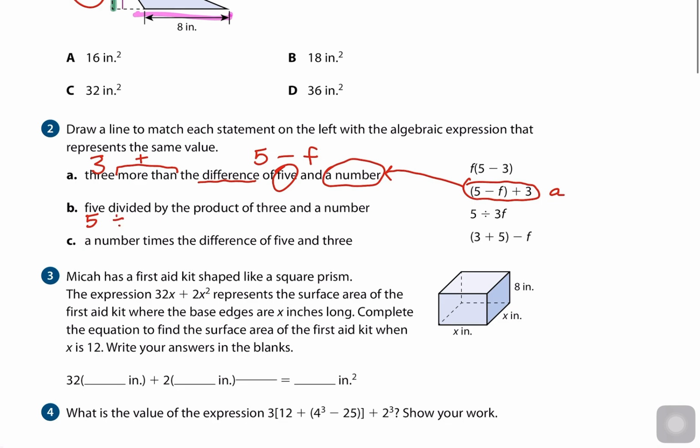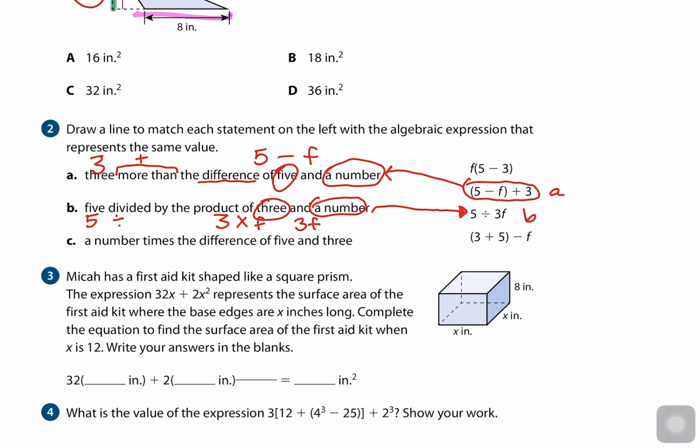Okay. Next one. It says 5 divided by the product, so that means something's being multiplied. What's being multiplied? 3 and a number. So that's 3 times F. That's the same thing as 3F. So where do we see that? We see it here, right? This one belongs here. B.